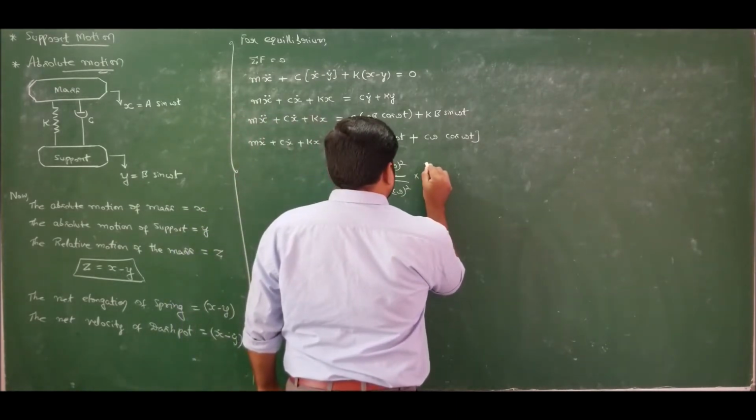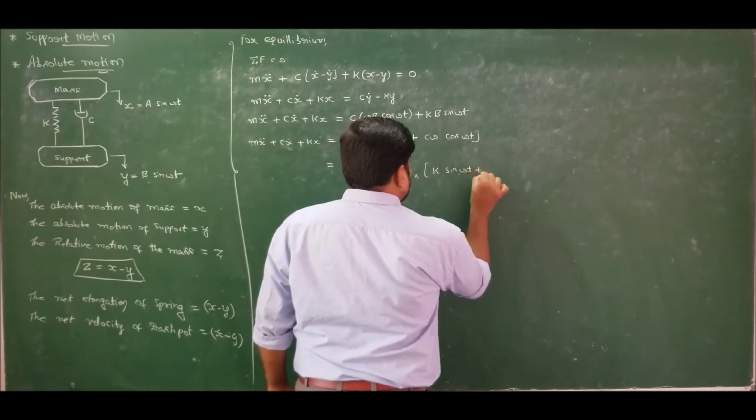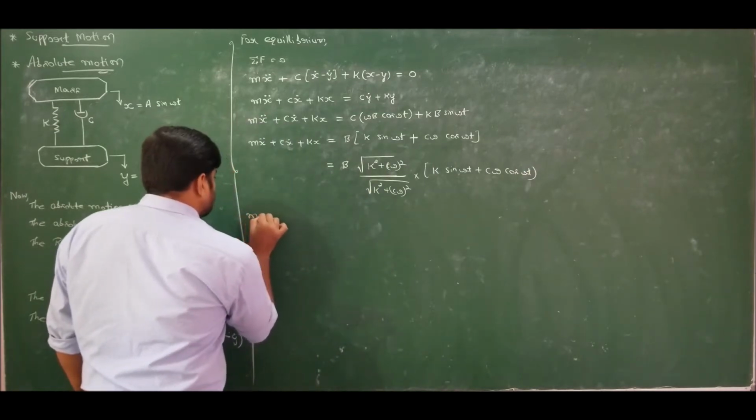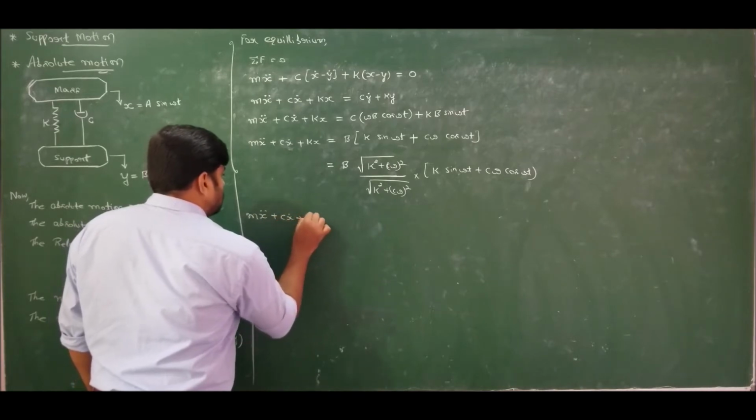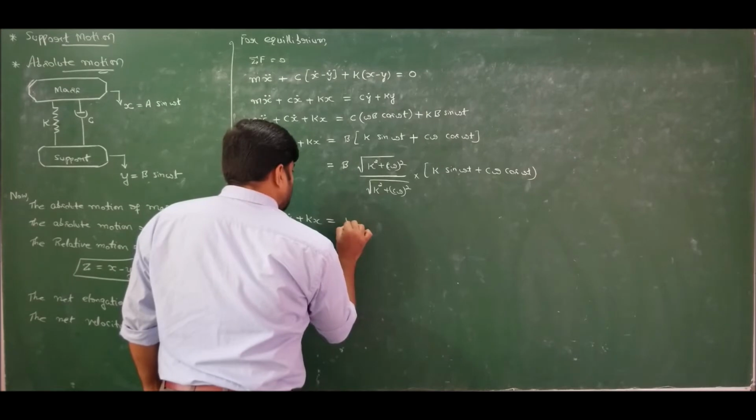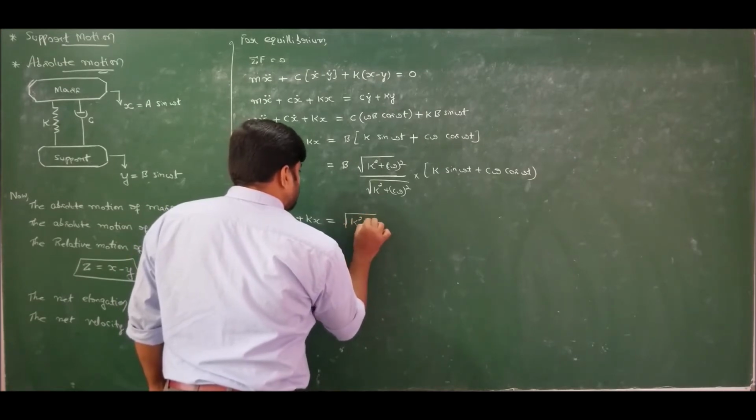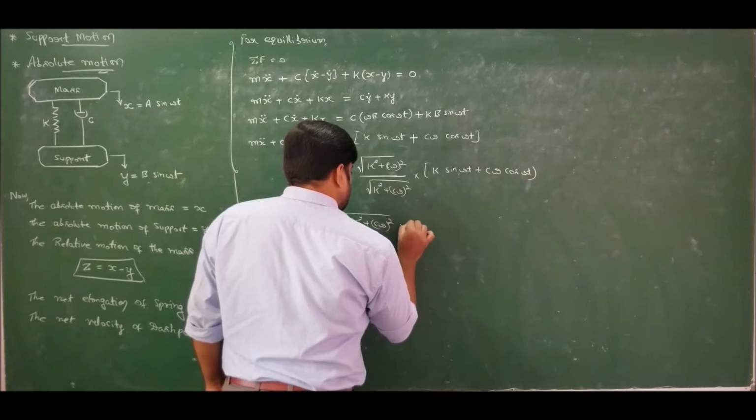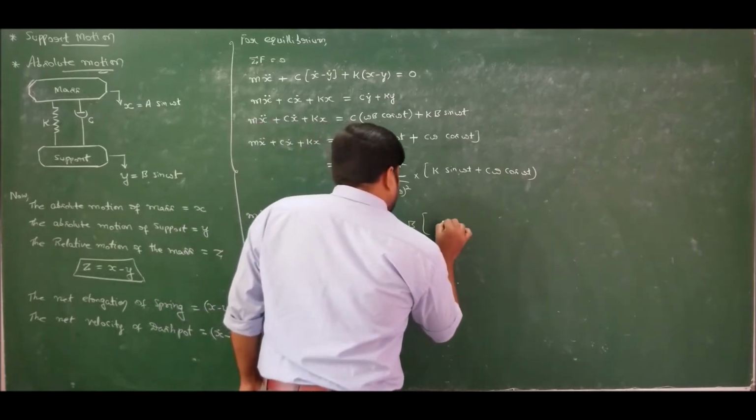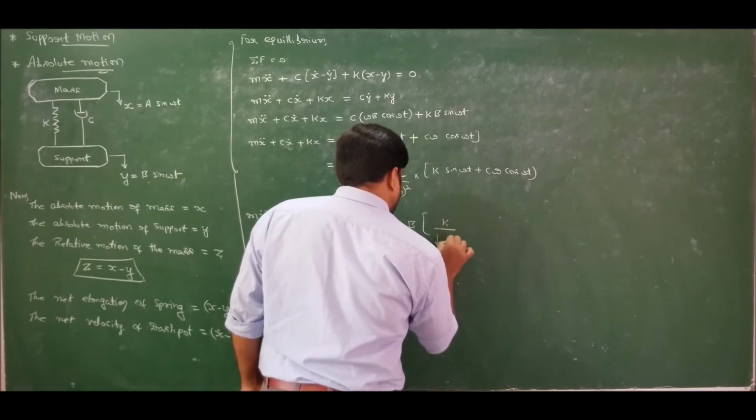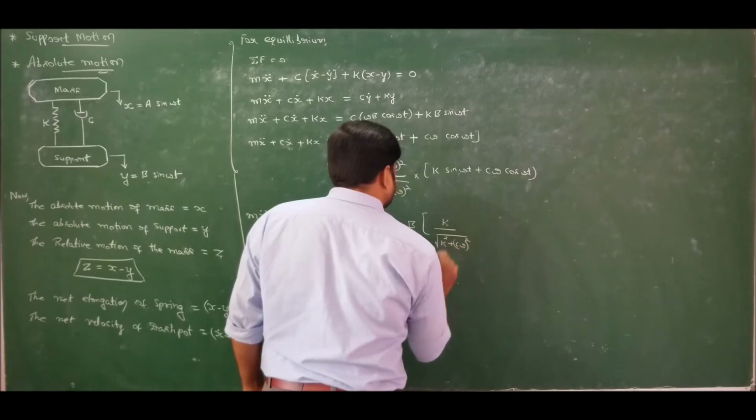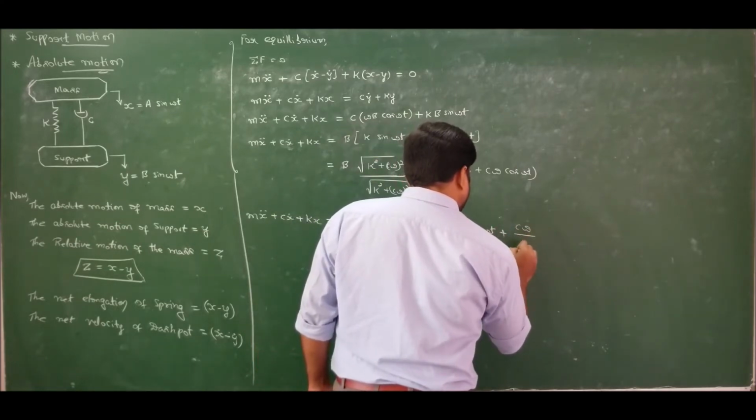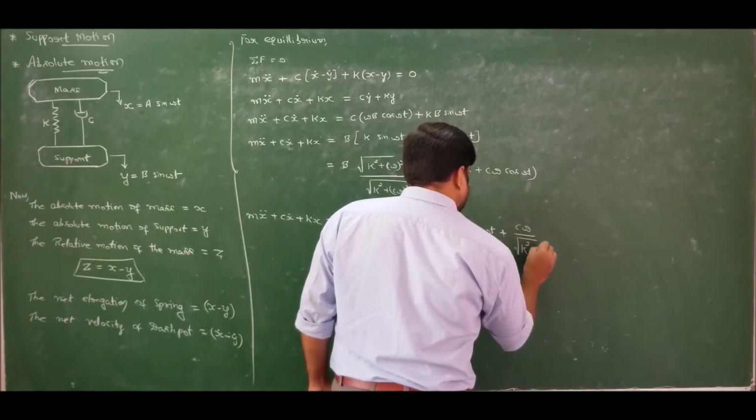Now into what you will get? Into k sin omega t plus c omega cos omega t. Clear? Now further simplification will yield us m x double dot plus c x dot plus k x is equal to square root of k square plus c omega whole square into b. Here I can write this as k divided by root of k square plus c omega whole square sin omega t plus c omega divided by root of k square plus c omega whole square cos omega t.